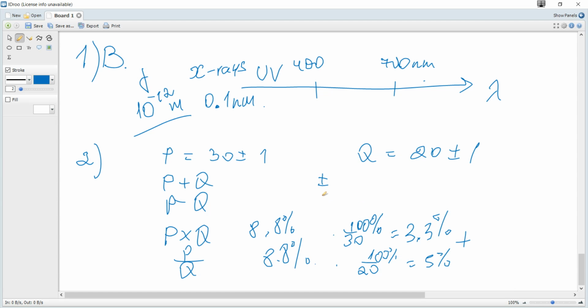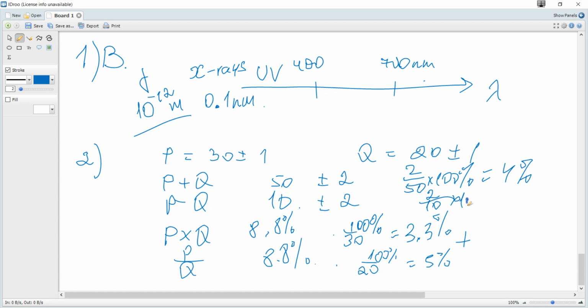So for plus or minus, there will be plus minus 2, and sum is 50 and difference is 10. So percentage uncertainty for the sum becomes 2 over 50 times 100, so it's 4%, and it's 2 over 10 times 100, it's 20%. So the least possible percentage uncertainty is for the sum, so 2A.